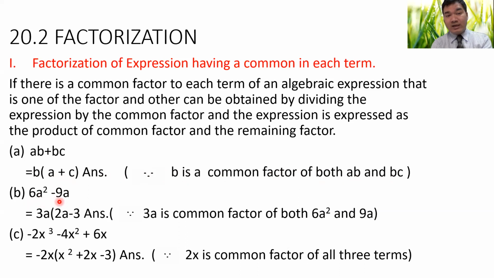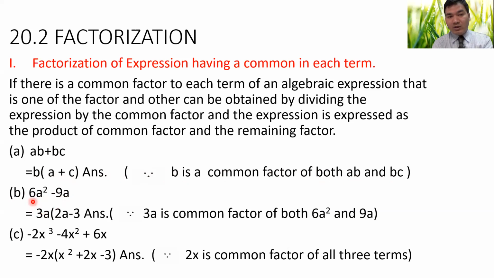Here also the same process. 6A square minus 9A. In 6A square and 9A, what is the same? Here 6 and 9, the 3 is common. That's why 3 is common here and here. And here is A, here is also A. That's why we have to take 3A common.